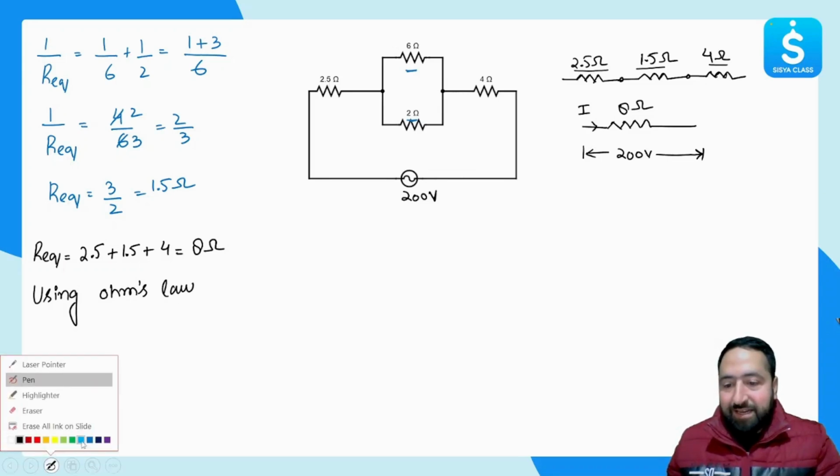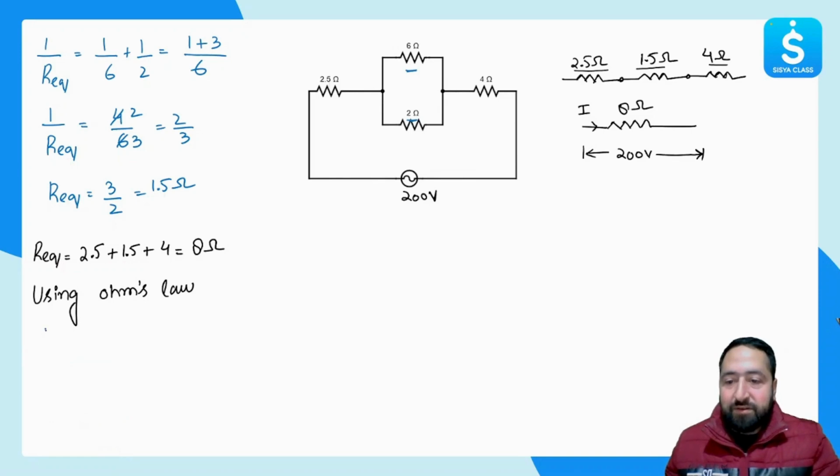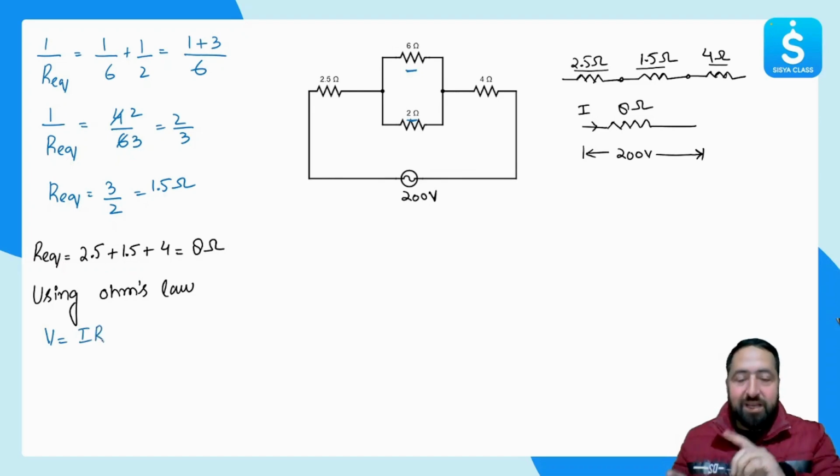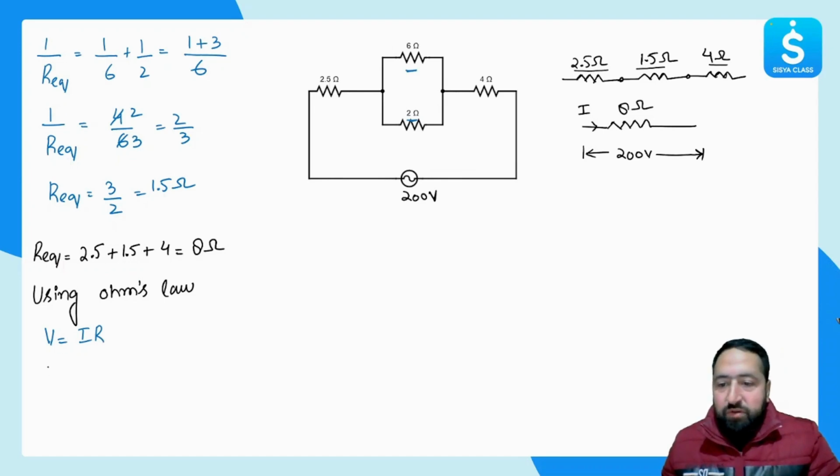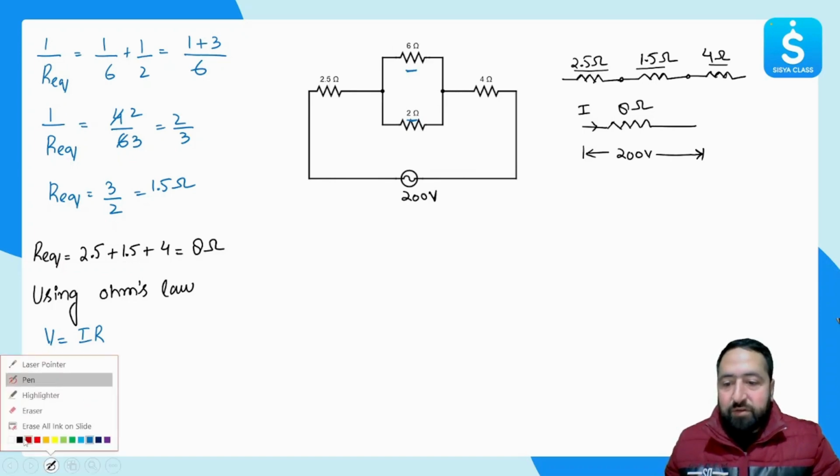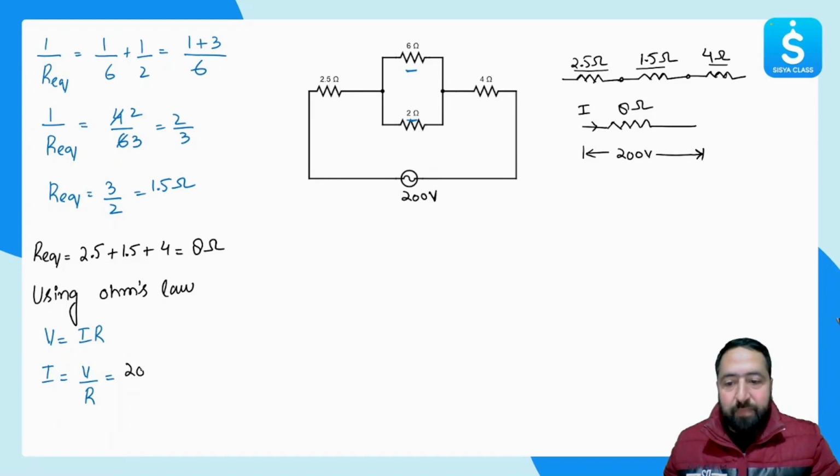Ohm's law says that V equals I into R, where V is the potential difference, I is the current, and R is the resistance. So using this, I will be equal to V divided by R. Got it? What is V equal to? It is 200. And what is R? It is 8.